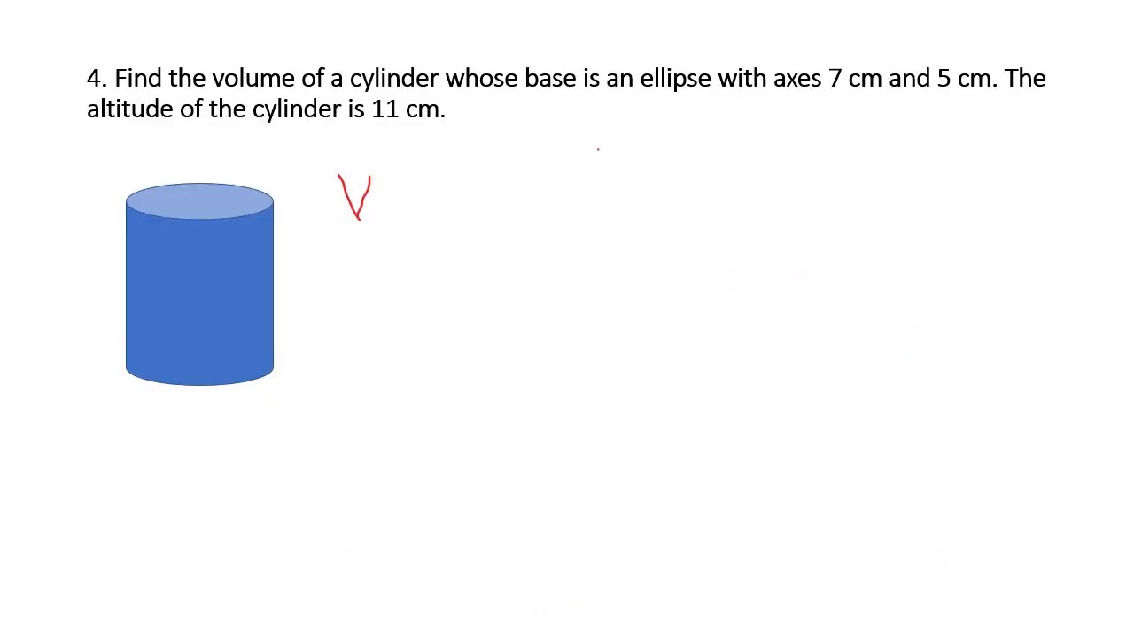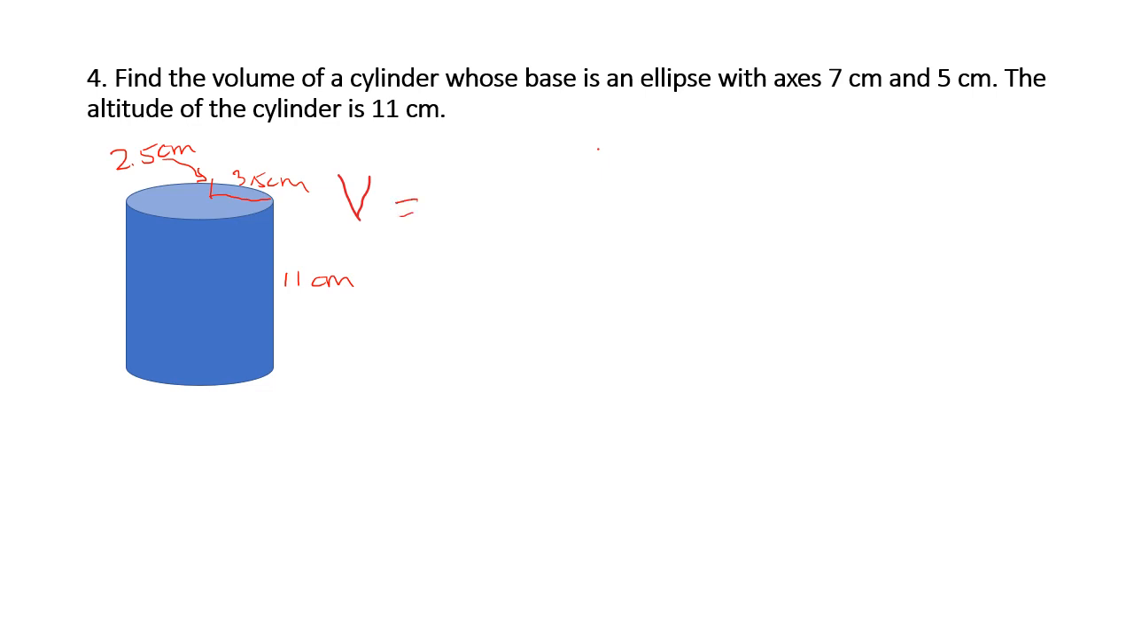Find the volume of a cylinder whose base is an ellipse with axes 7 cm and 5 cm. The altitude of the cylinder is 11 cm. So this one is 11 cm. And this one, semi-major axis, is 3.5 centimeters, whereas this part here, semi-minor axis, is 2.5 centimeters.